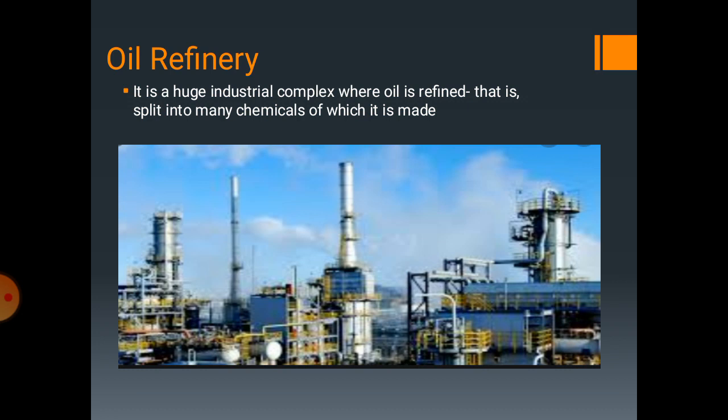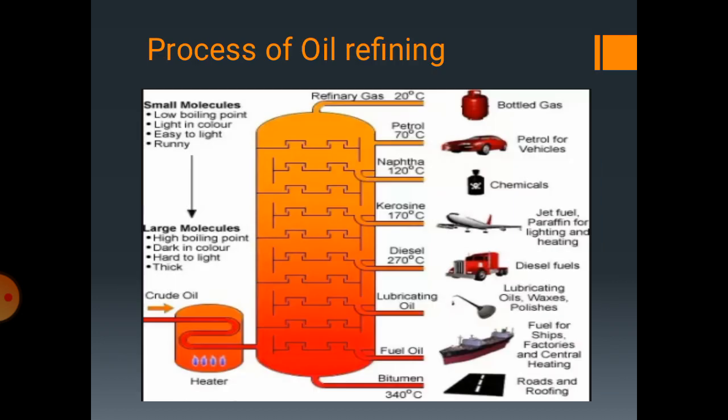In Pakistan there are also oil refineries. One is Attock Oil Refinery, that is in Morgah, Rawalpindi. Pakistan Refinery and National Refinery are situated in Karachi. Similarly, there is another famous oil refinery, that is Pak Arab Oil Refinery. So these are the oil refineries of Pakistan, and most of the oil of Pakistan is refined by Pakistan Refinery and National Refinery in Karachi. So let's see what the process of oil refining is.